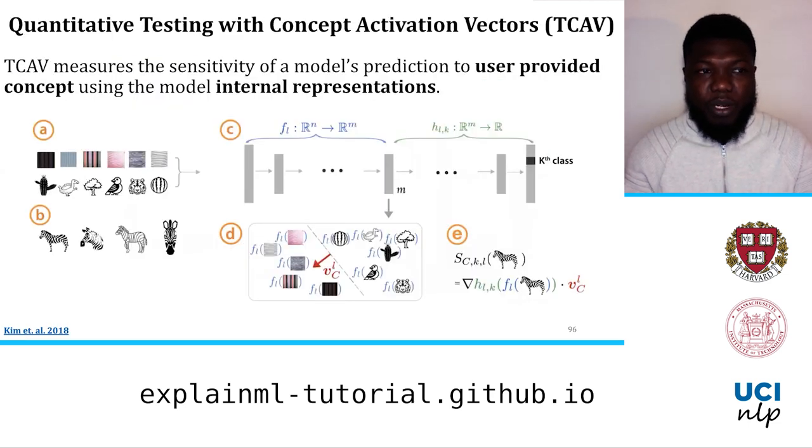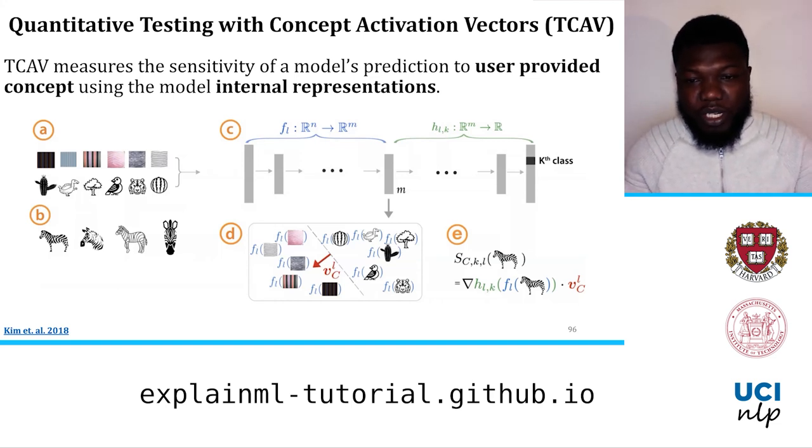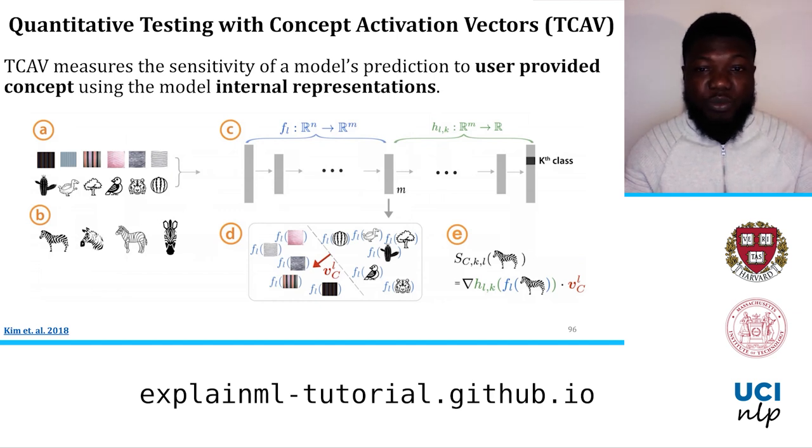Another approach we'll talk about is testing with concept activation vectors, TCAV, which was introduced by Kim et al. at ICML in 2018. This approach measures the sensitivity of a model's prediction with respect to concepts of interest that can be provided by the user. And so here, a question that TCAV can help answer is, let's say you want to find out whether your model relies on stripiness in order to predict that an image contains a zebra. You can use the TCAV approach to diagnose this kind of an issue.